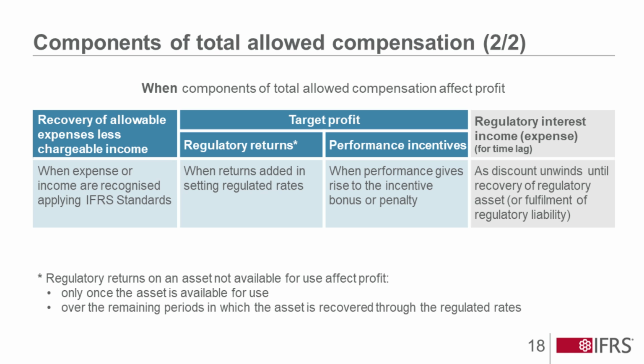The reason you see regulatory interest income or regulatory interest expense in a different color is that this component of total allowed compensation is the only one created by a difference in timing, with its amount being incremental and depending on the time lag. The amounts of all the other components are not affected by the time lag. They might be included in the rates in the same period when the related goods or services are supplied, or in a different period, but their amount will not change.